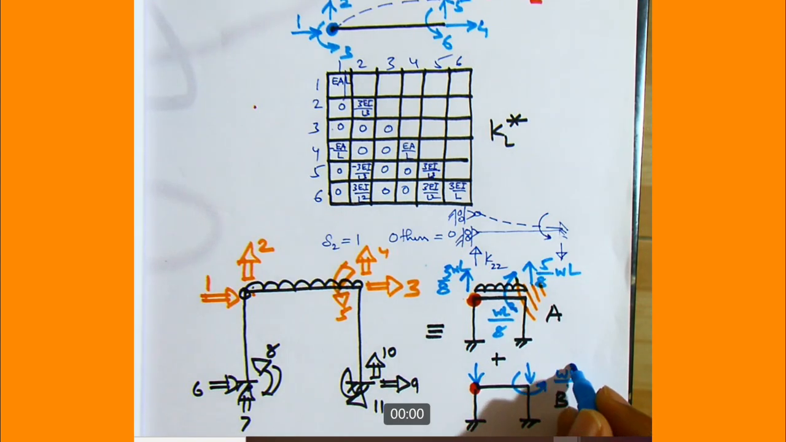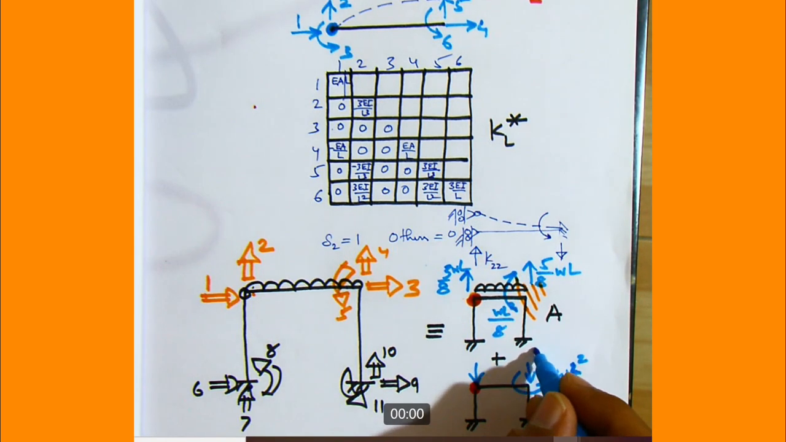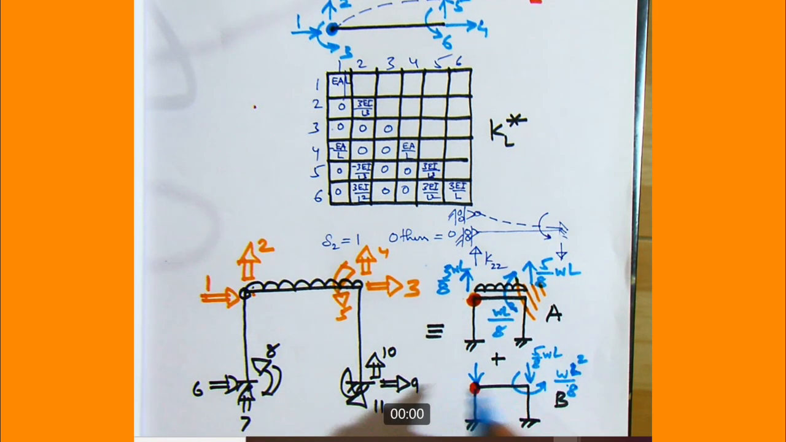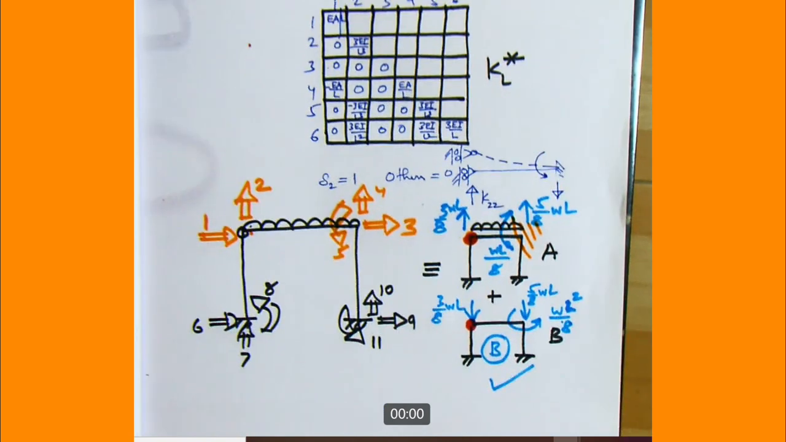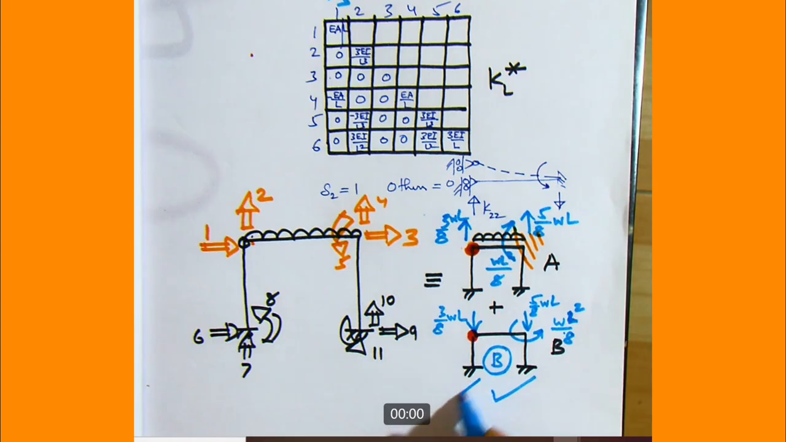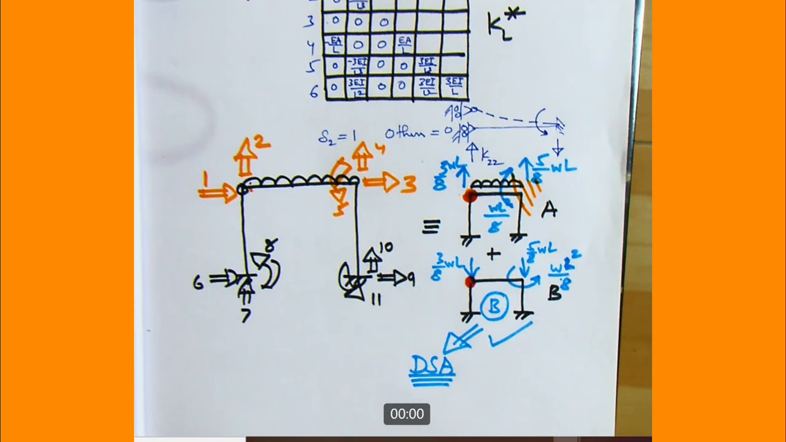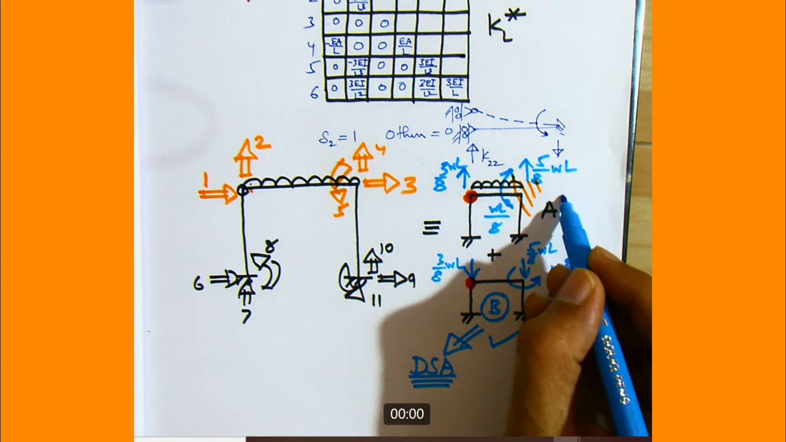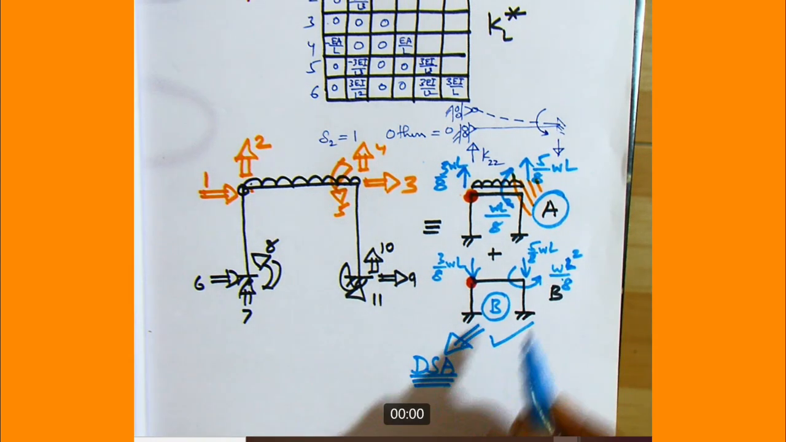Okay, so this is 5/8 WL and 3/8 WL. So this is our case B. We analyze B with the matrix approach using the direct stiffness approach, DSA, and in the end we superimpose the results with case A. This is our case A. Now the procedure is the same.